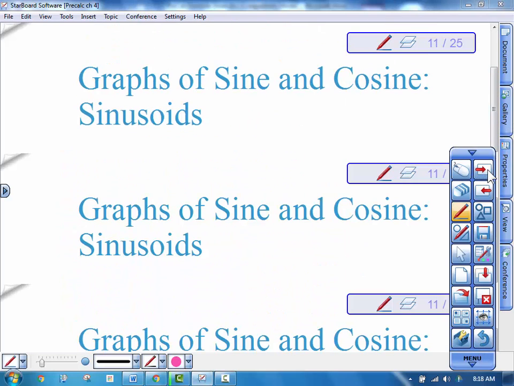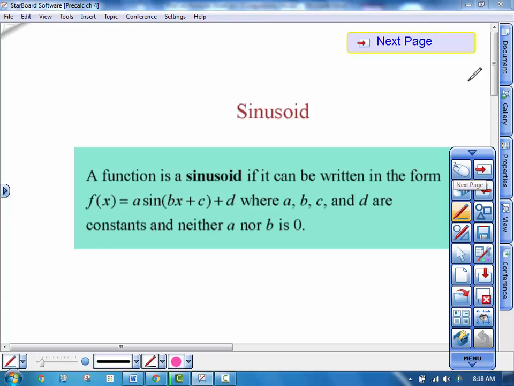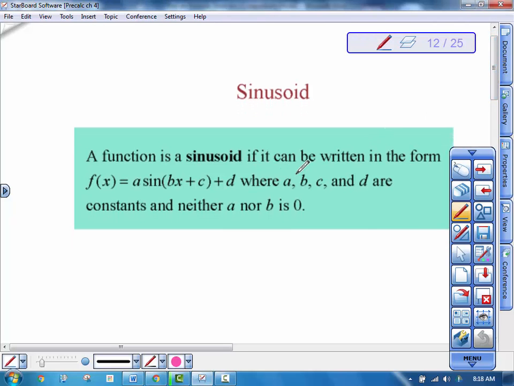So first of all, a sine can be written in the form like this. This is how we're going to write it in standard form, where A, B, C, and D are constants. Obviously, A is our vertical stretch. B affects our period, or our horizontal stretch. C is going to affect our phase shift, left or right. D is going to affect our shift up or down, vertical shift.